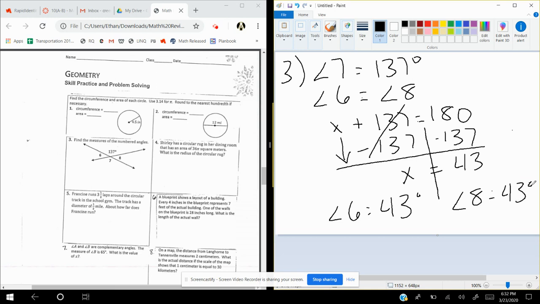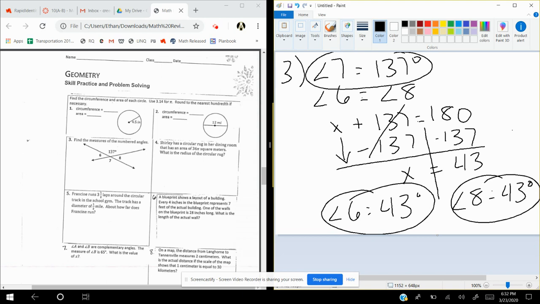Okay, degrees. All right, angle 7, 137 degrees. Angle 6, 43 degrees. Angle 8, 43 degrees. Guess what? You're done. That's pretty much it. That's pretty much the end of that part there.